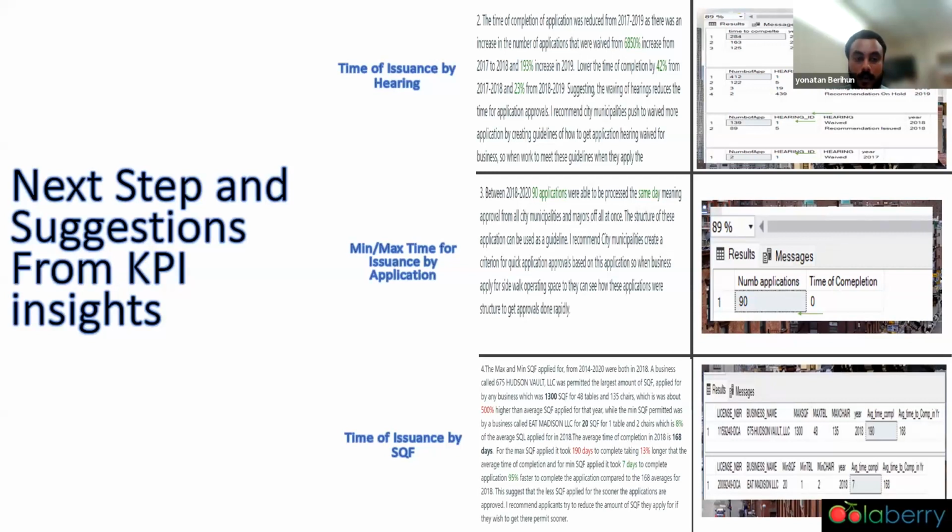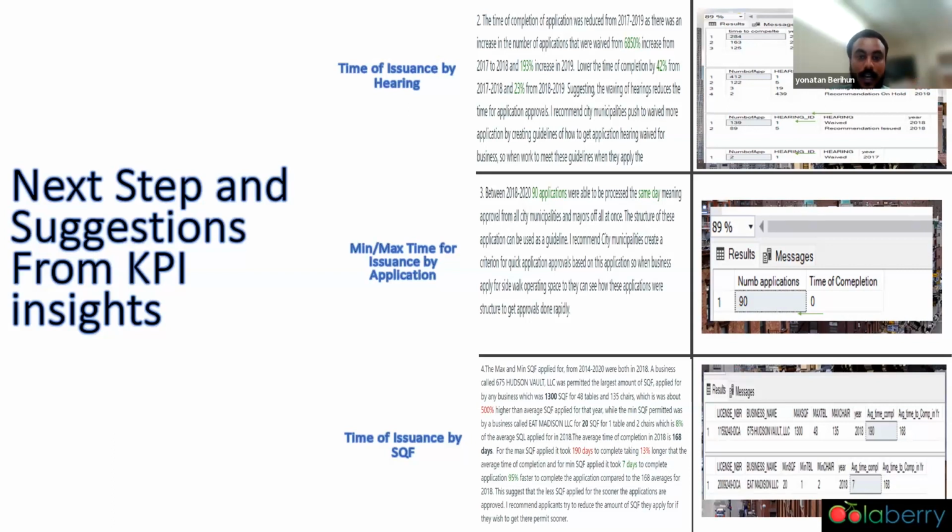For example, in the case of hearings. We were able to find out that the more applications that were being waived, the faster they were getting their permits approved, which made sense and was very logical. What was interesting was the amount of permits that were getting waived, and how many were getting waived throughout the years.